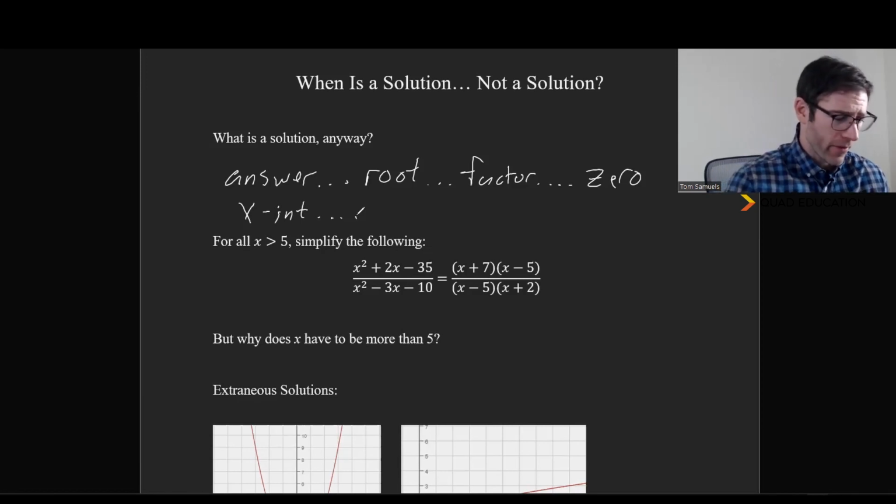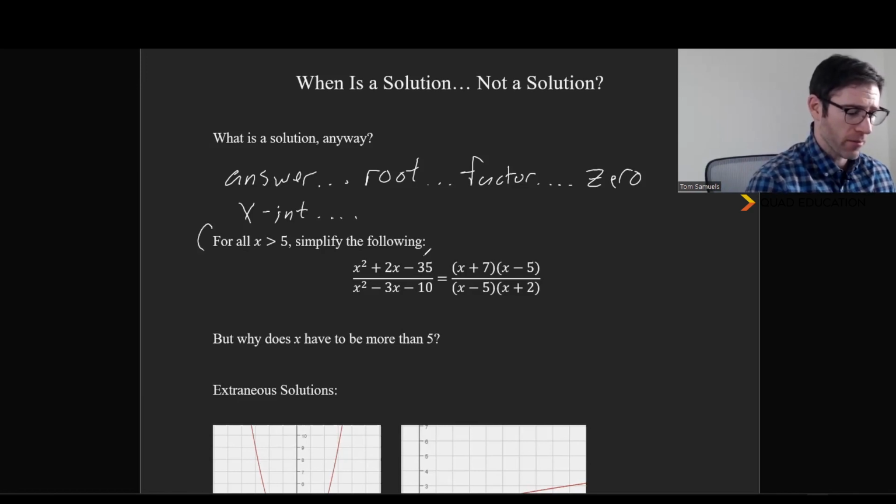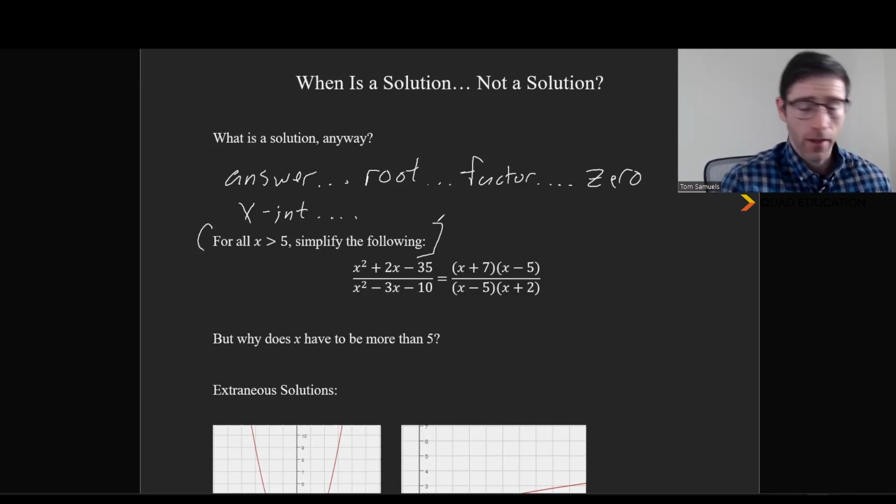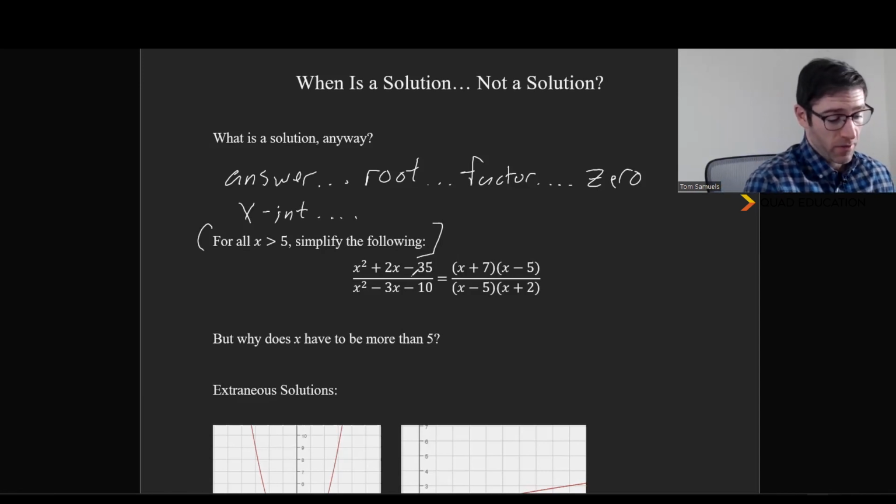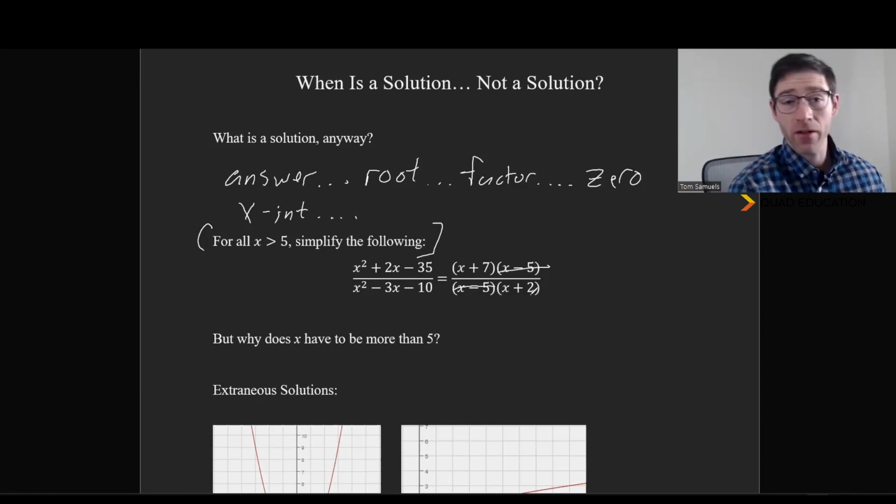Well, first of all, we have this little factoring problem that I put together here. They say for all x greater than 5, simplify the following. And if we're not really paying attention, we just say, okay, it probably looks like factoring. x squared plus 2x minus 35 factors to x plus 7 and x minus 5. And then x squared minus 3x minus 10 factors to x minus 5 and x plus 2. So we can get rid of the x minus 5, and we have x plus 7 over x plus 2. And we go, great, sure, fine. And that's probably one of the answers.